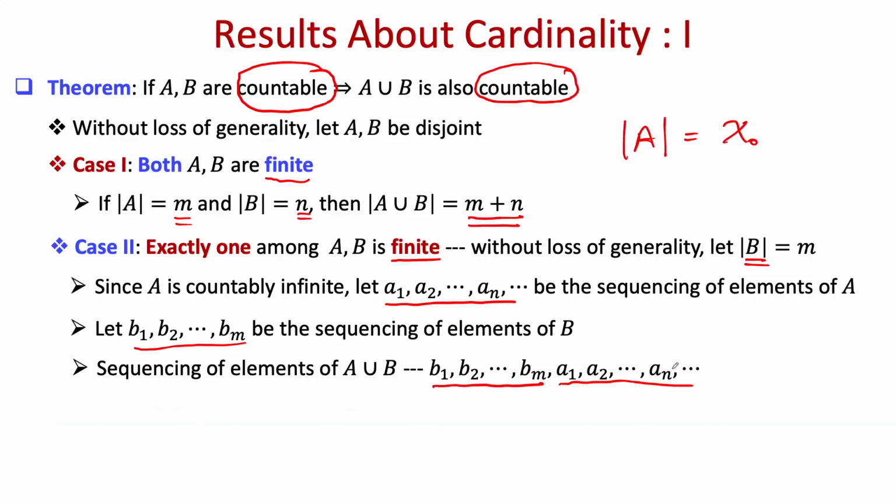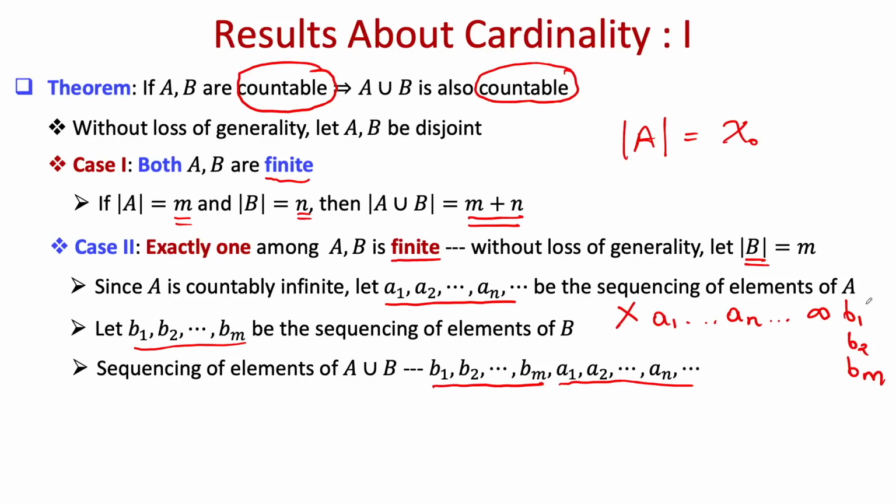Now you might be wondering why we can't do the following. Why can't we enumerate the elements of the set A first and then followed by the elements of the set B? My claim is that this is not a valid sequencing of the elements in the set A union B. Why it is not valid is because since you are first listing down the elements of the set A, you don't know when you are going to return and come back and list down the elements of the set B, because sequencing of the elements of the set A is an infinite process and you can get stuck there forever. So you don't know when exactly you will finish that process and start listing down the elements of the set B.